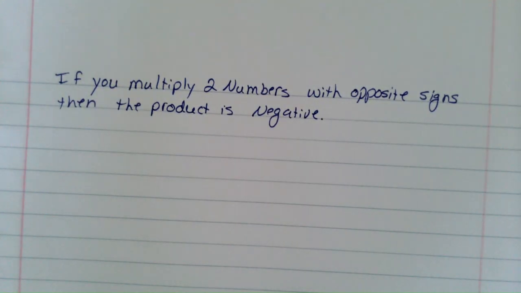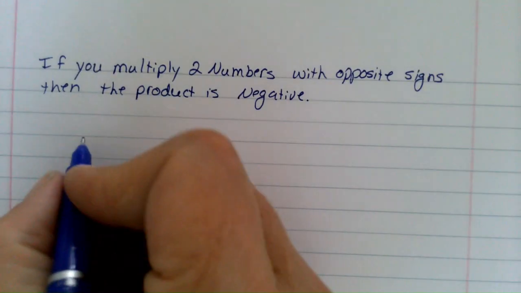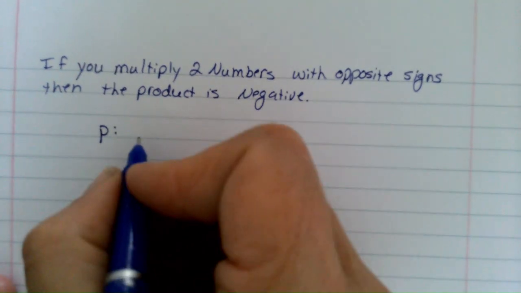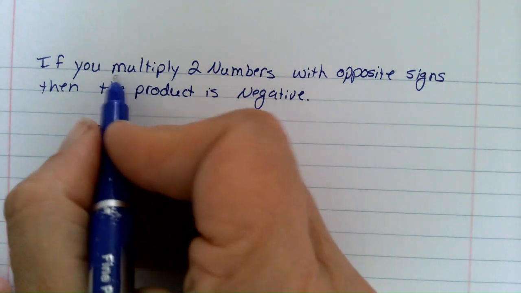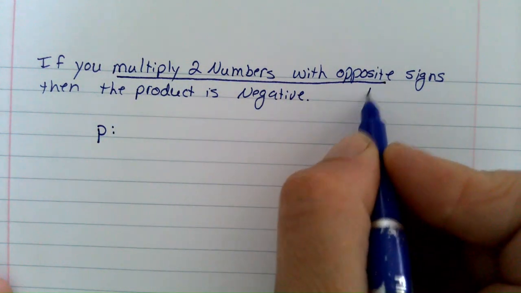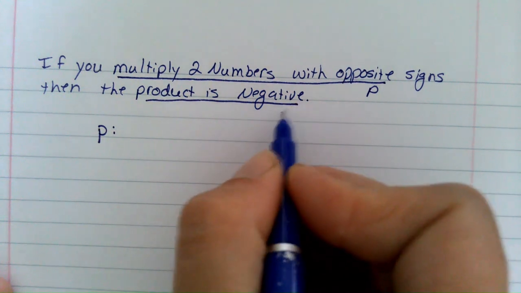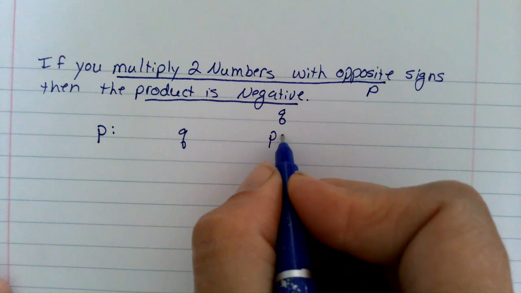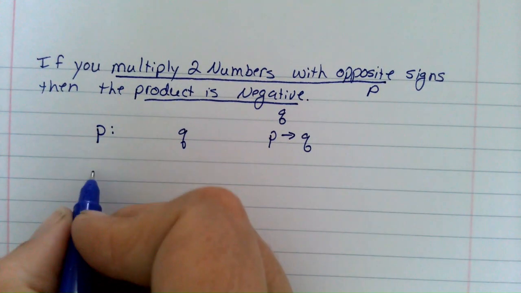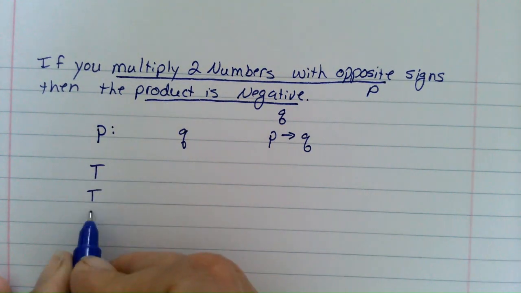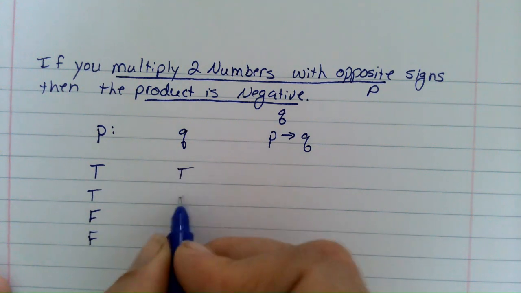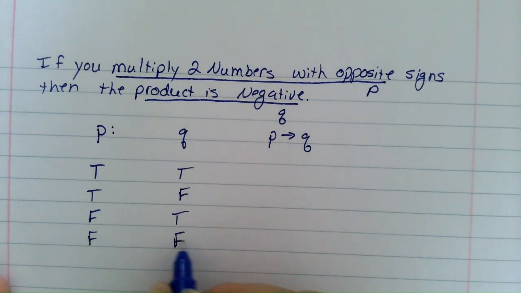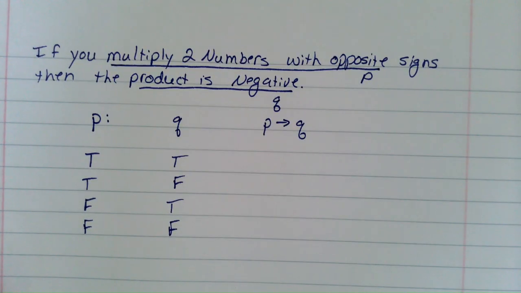So we're going to look at the truth table. Okay? So if P, and that's two numbers, so multiplying two numbers with opposite signs, that's P. The product is negative, that's Q. And we're going to look at P, then Q. So true, true, false, false, true, false, true, false.